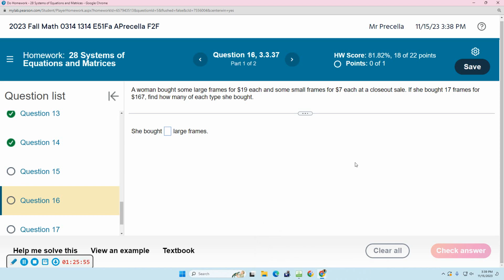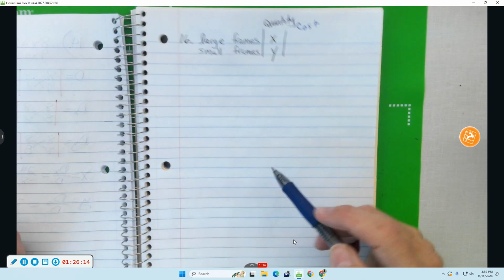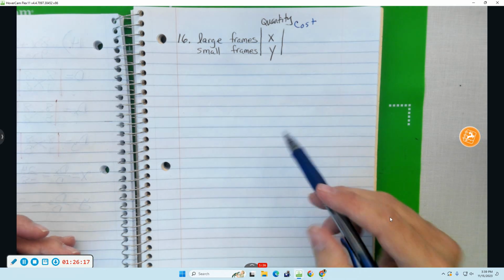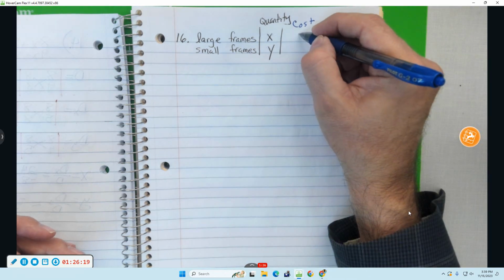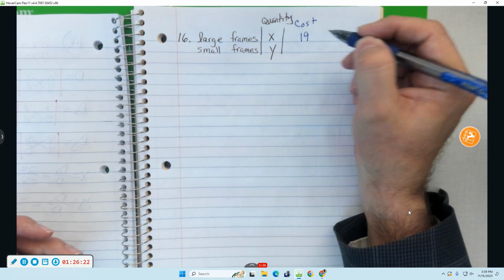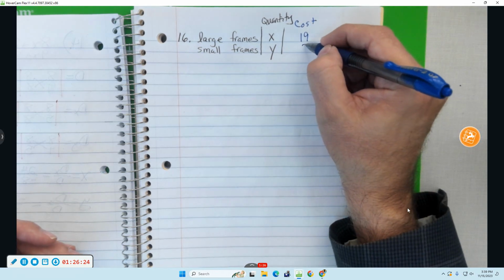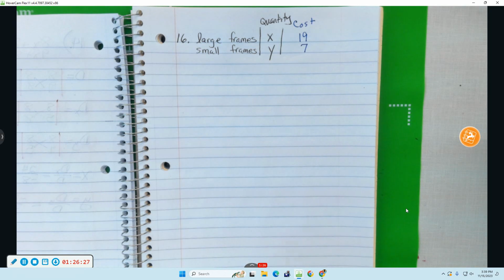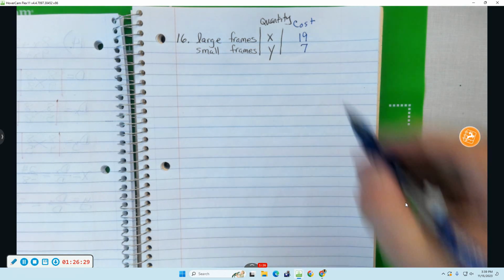Let's go back and read more of the problem. I'm going to read it again. They're telling us the cost per item. The large frames cost $19. The small frames only $7. I think we better summarize that on the table. I'm going to label a column called cost. The large frames cost $19. The small frames cost $7. I put the little dollar sign in front of both of those.